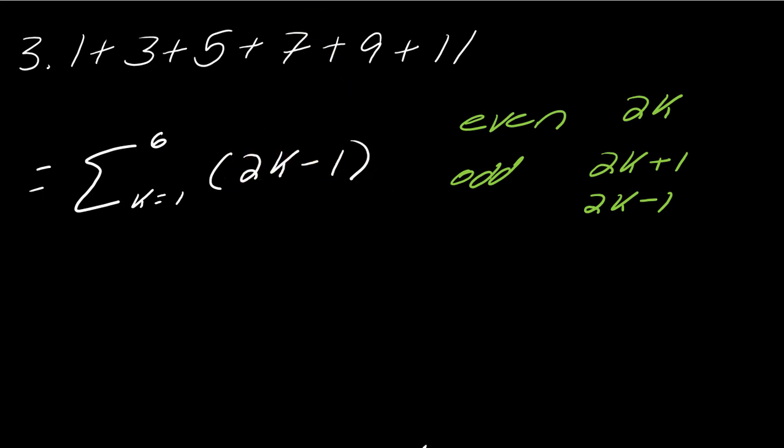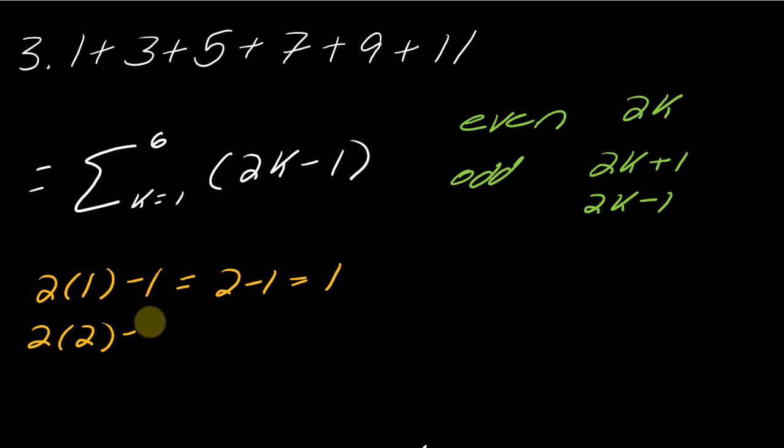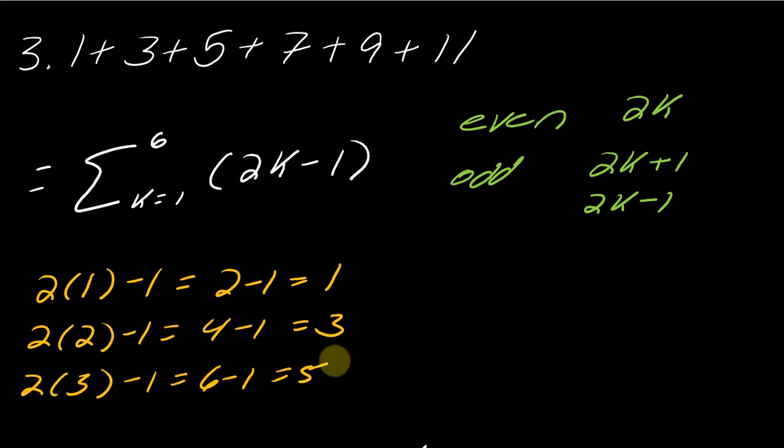So my goal is to plug in k and to get this sum. Let me test this real quick. So 2 times 1 minus 1, that's 2 minus 1, so that equals 1. And then if I go to the next one, k equals 2 now, this will be 4 minus 1, so this is 3. 2 times 3 minus 1, so this is 6 minus 1, so this is 5.